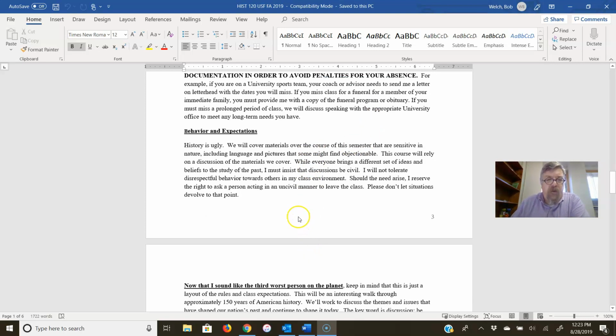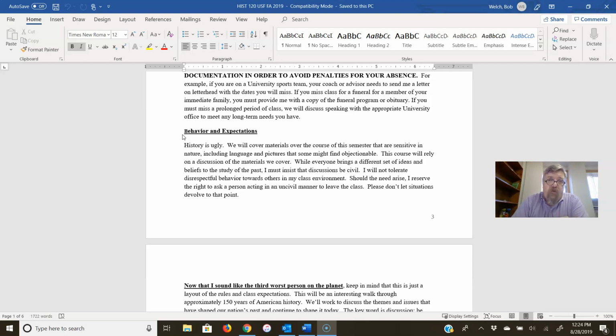Big thing I want to talk about is the fact that I have a set of expectations for this course. American history can be very ugly. What I mean by that is we're going to discuss some very sensitive topics this semester: the role of women, the role of minorities in American culture and society. We're going to talk about slavery. Our supplemental reading is based on slavery. And as such, I ask that when we interact with each other via discussion boards or through emails, we act with civility.